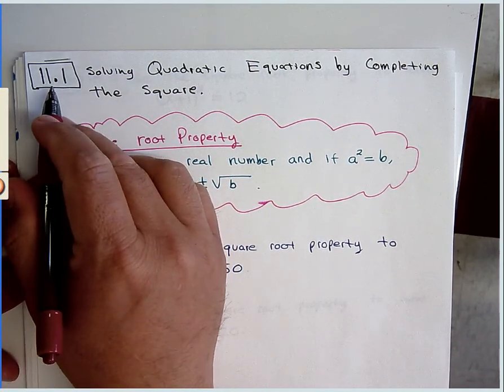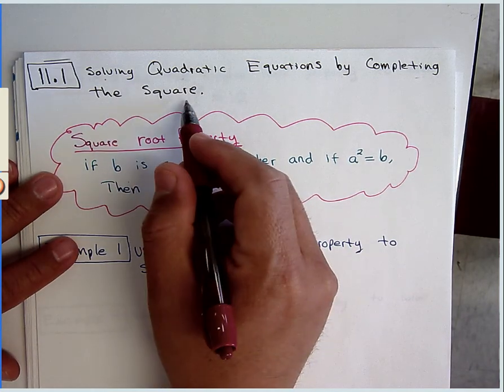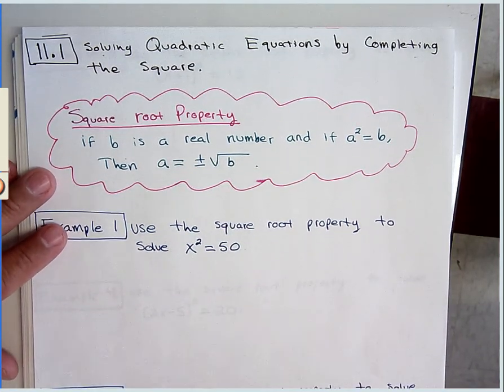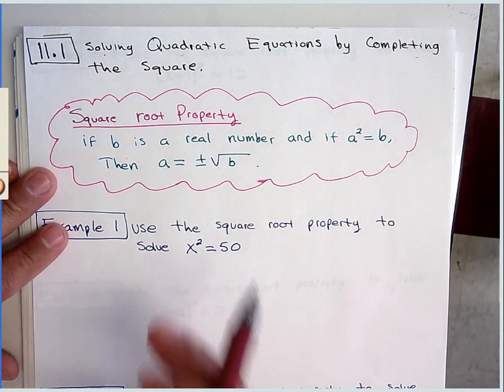Section 11.1, solving quadratic equations by completing the square. The first couple of examples relate to this, but they're not completing the square, the first four.